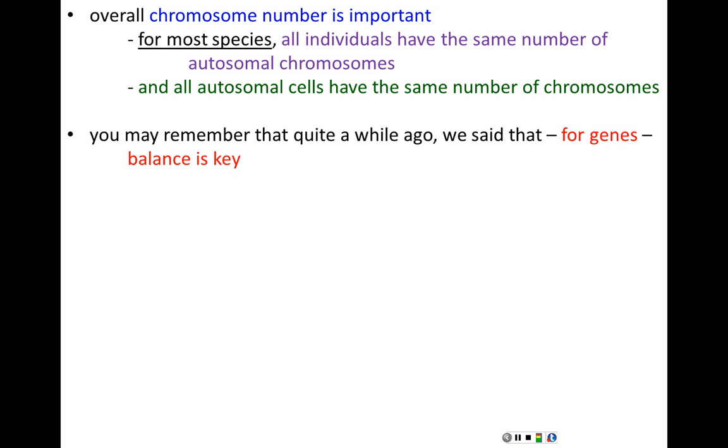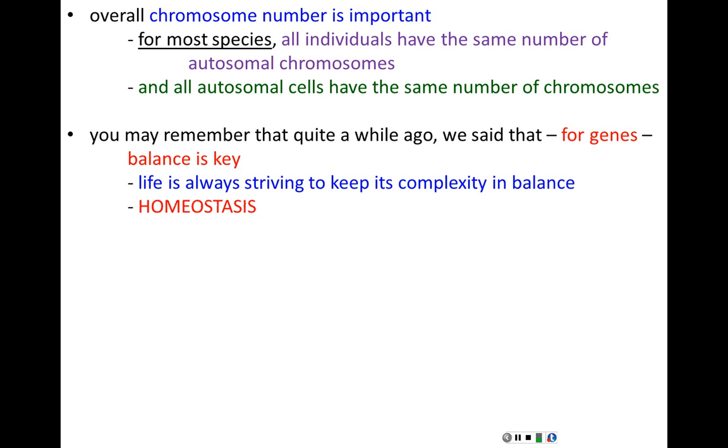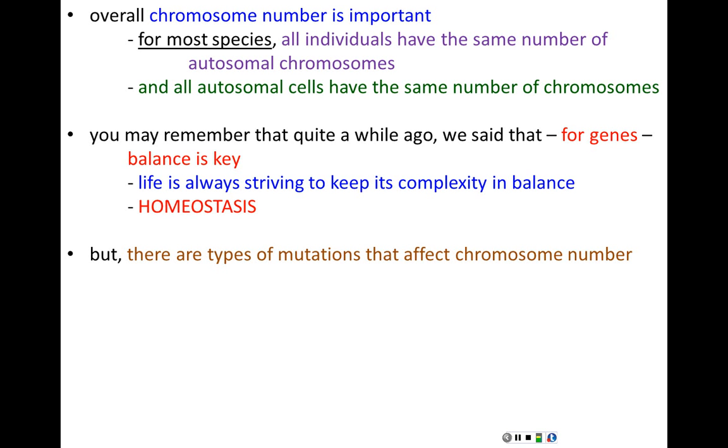So this theme of balance being key for genes and alleles and chromosomes has been going on in this course since almost the first lecture. Life is always striving to keep its balance, to keep its complex systems in balance. This isn't just true for chromosomes, this is true for all life systems. You probably heard the word homeostasis in 8th grade, this idea of steady as she goes, this idea of balancing different life systems in a complex organism, and this balancing of chromosomes is no exception to that.